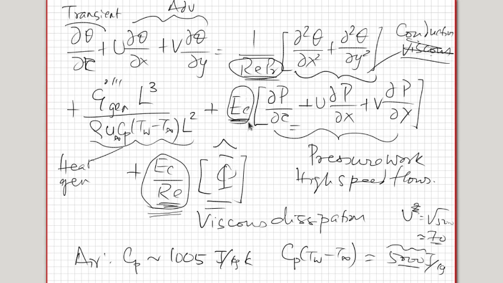And this term will be considerable only when Ec is of the order of 1 or higher, otherwise it can be neglected. And when there is no heat generation, this term can also be neglected, in which case it will only have the advection balancing the diffusion. So it's basically the advection and diffusion together that are the transport mechanisms.